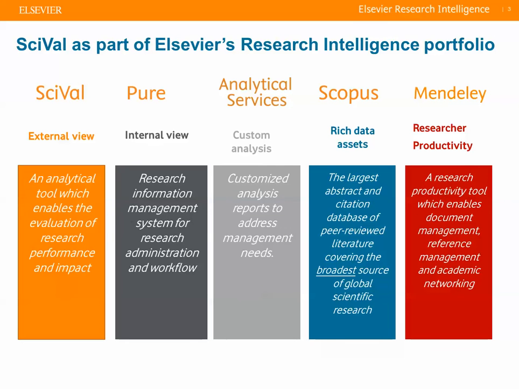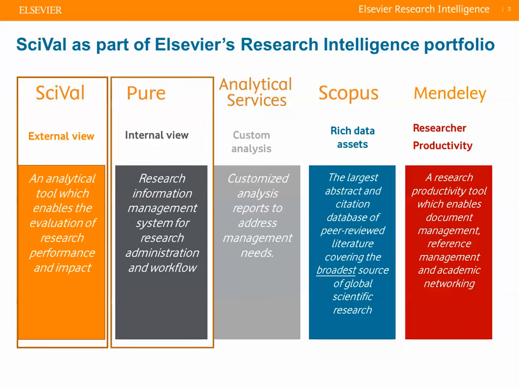To start off with, it is useful to know that Scival is part of the Elsevier research intelligence portfolio. The portfolio is aimed to provide a holistic, integrated approach to using data for your decision making. Each solution serves a different business need. So looking at Scival is aimed at getting a broad and a consistent view of all institutions and predominantly facilitates strategic decision making. Pure is a current research information management system which facilitates research administration and workflow.